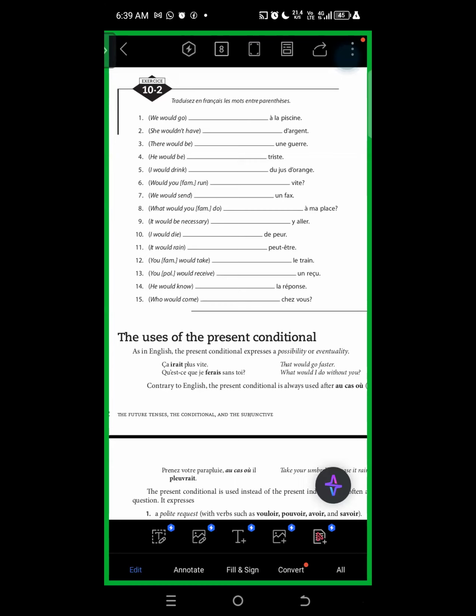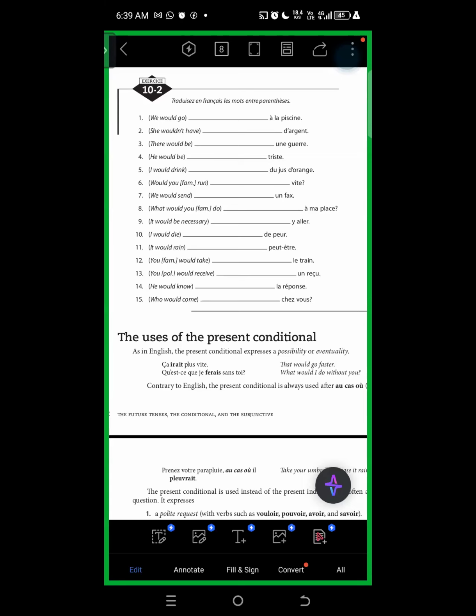Okay. It would be necessary. I love this one. That's il faudrait. Il faudrait, an impersonal verb. Okay. I would die. I don't want to die of fear. I would die of fear. Je mourrais. Je mourrais de peur. Of fear.